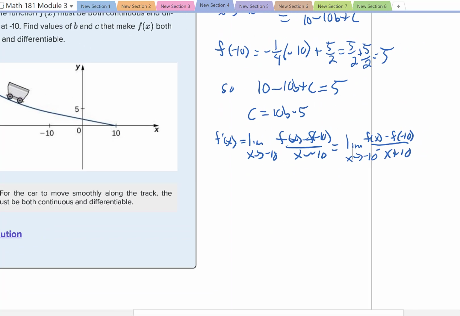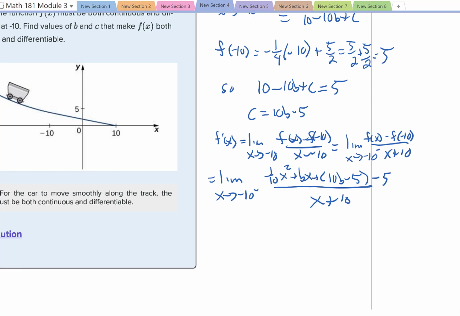So we have the limit as x approaches -10 from the left of 1/10 times x squared plus bx plus c. But we know what c is. c is our 10b minus 5. So 10b minus 5, let's use that c as a parenthesis, minus our f of -10 was 5 over x plus 10. And it might be helpful to see this if we now instead multiply top and bottom by 10 to clear out that fraction there.